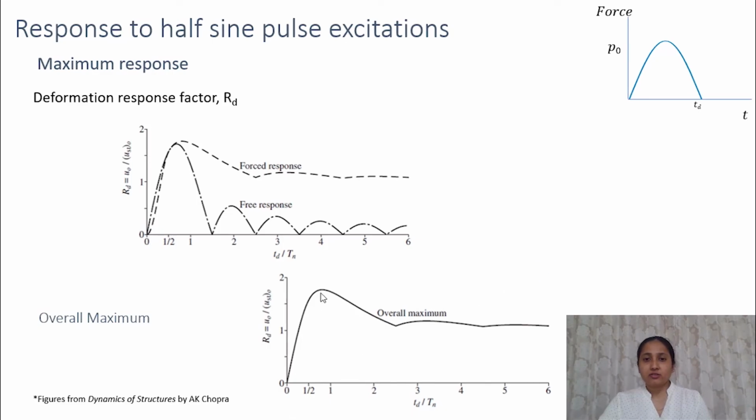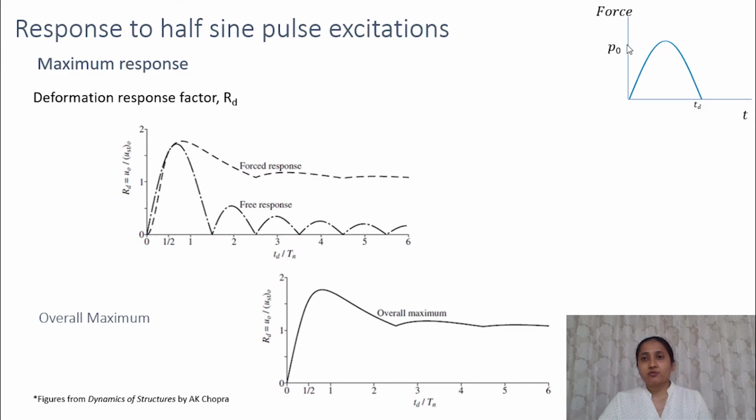If you remember the shock spectrum for the rectangular pulse excitation, the overall maximum response was 2 for higher values of Td by Tn. In the case of the half sine pulse, this is much lower. This is close to 1. So why are we seeing this reduction in the maximum response?